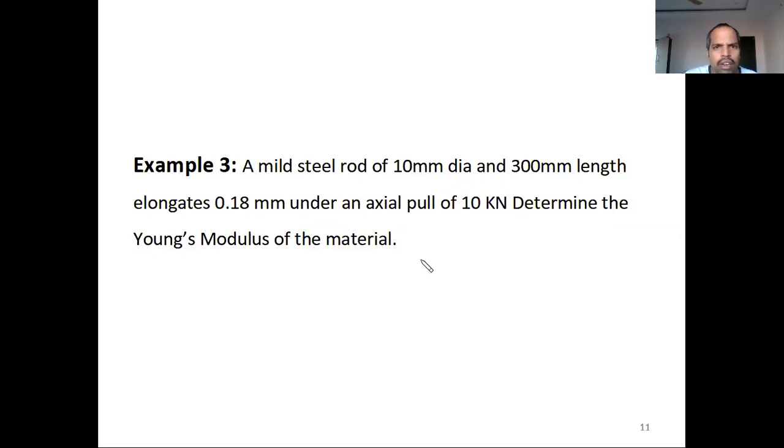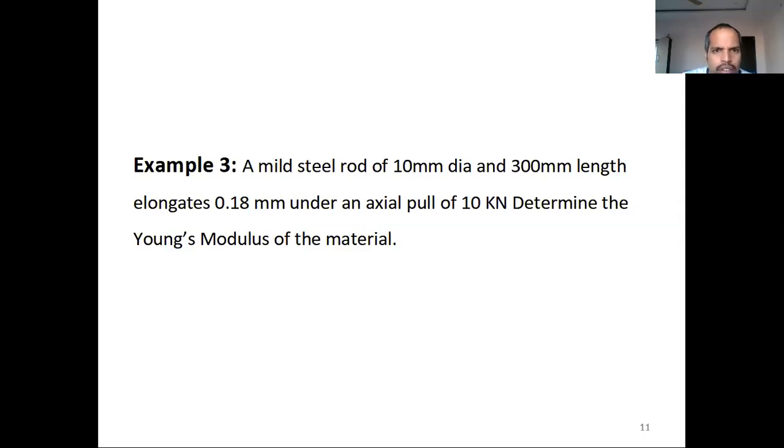Whatever questions you get, the unknowns will come only from what you have discussed: stress is equal to load by area, strain is equal to change in length by L, and Young's modulus is equal to stress by strain. In all the problems, any one or two unknowns are from this only. These are very simple, basic problems, but you need to remember these formulas. If you remember them, it is very simple.